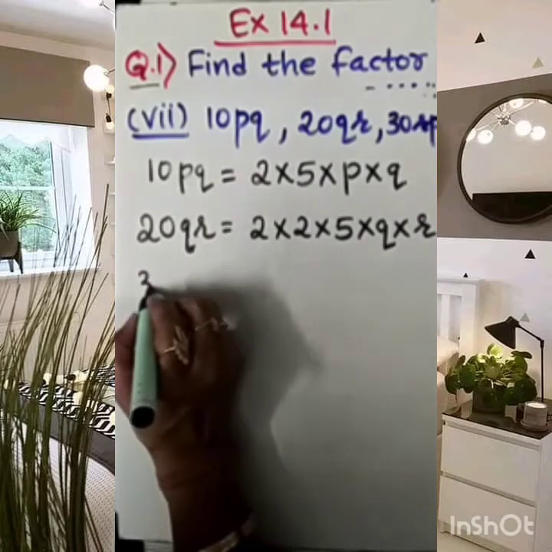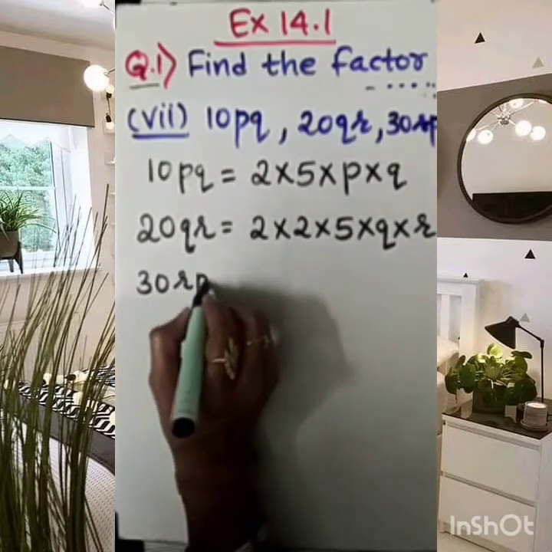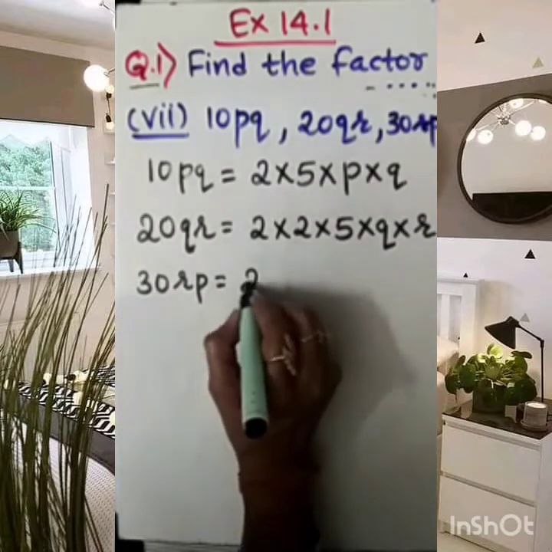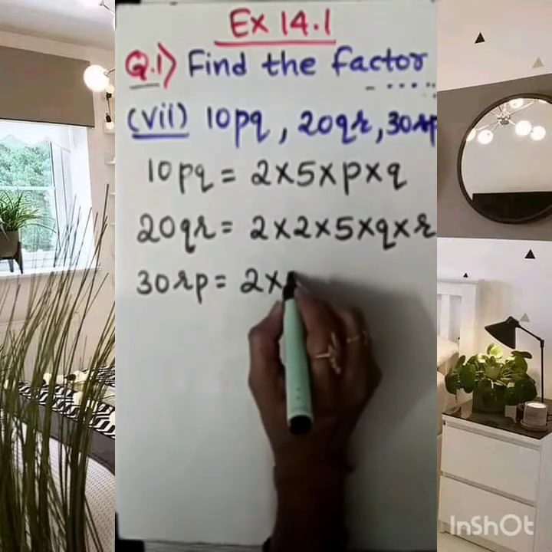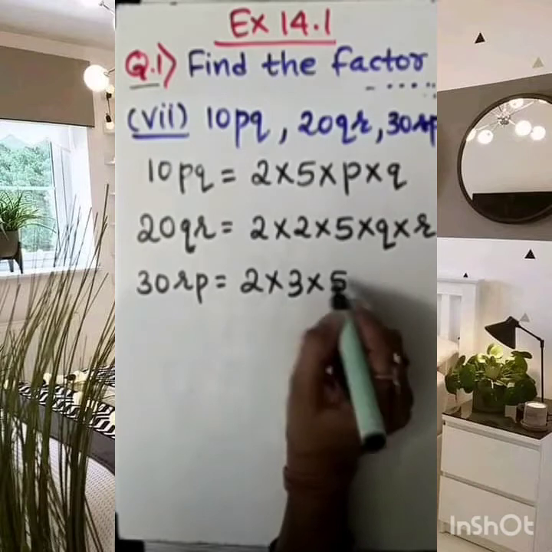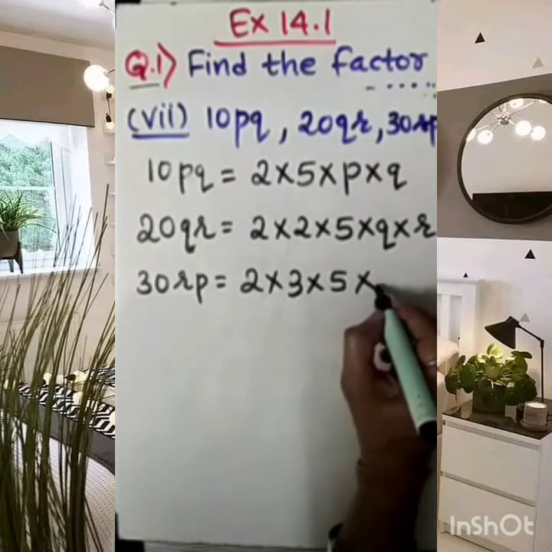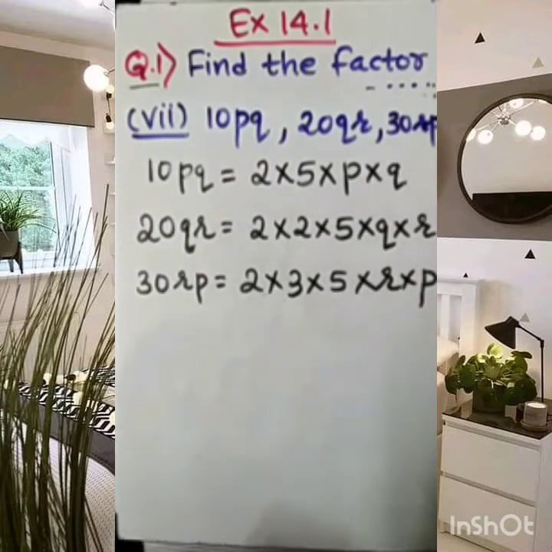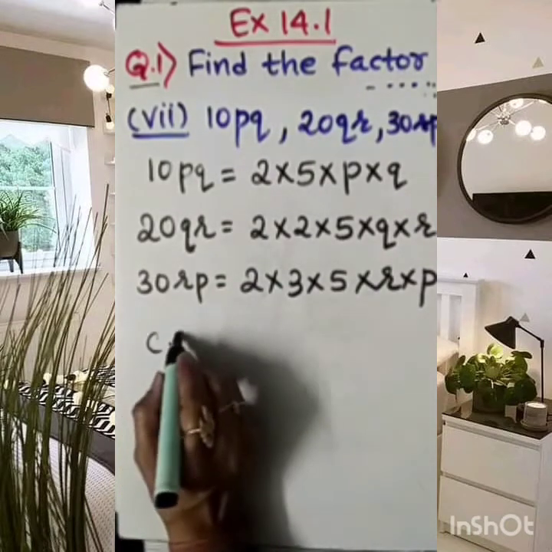Now go with the 30RP. 30 has factors 2 into 3 into 5. That is 30. And R into P. Clear to you? Now let's note down the common factors in all these three terms.